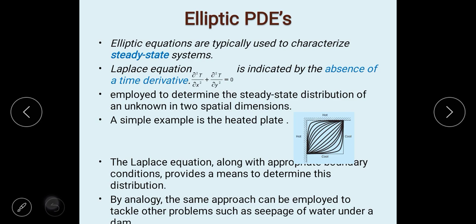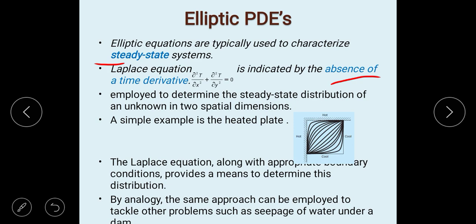Here one thing is important, that is the absence of time. It means it comes under steady state systems. They are employed to determine the steady state distribution of an unknown in two spatial dimensions. It means in the x and y directions.